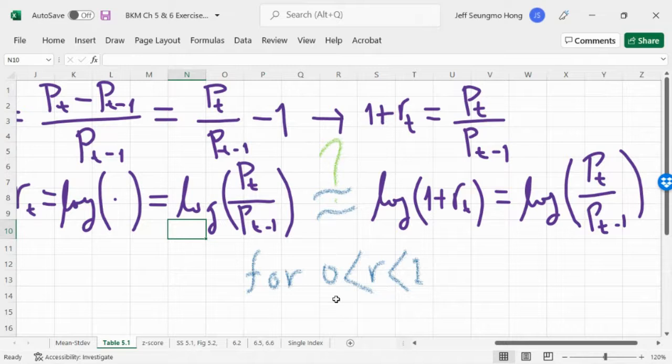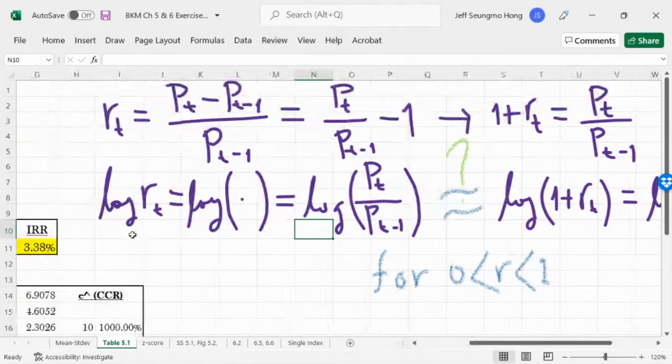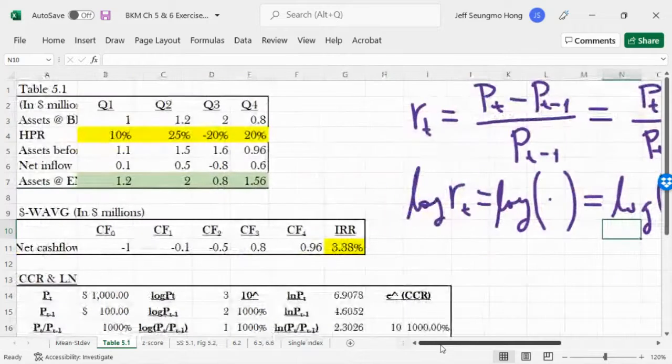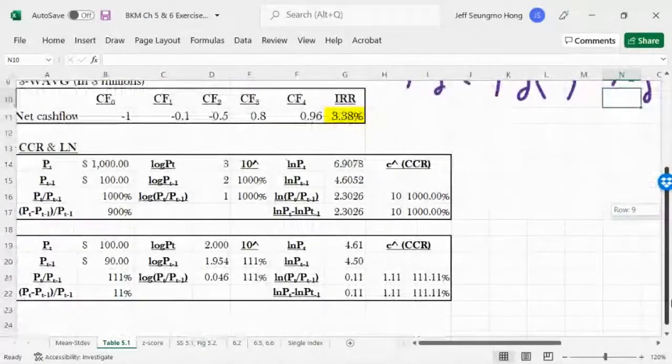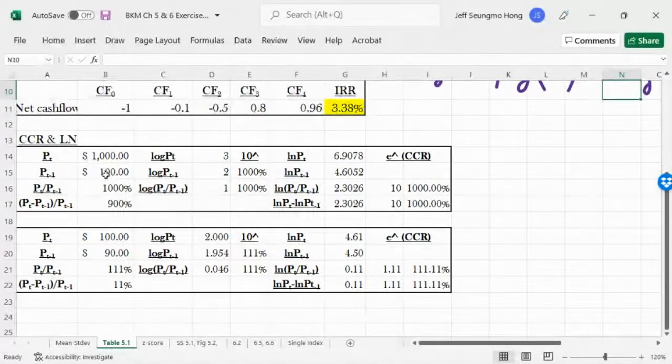But for those small changes, small returns, the gross return and net return, when we take the log of that, there's no difference. Okay, and I'll show you why. For continuous compounding, the return in continuous time is simply log of Pt over Pt minus 1. Okay, so let's see why. That's what this exercise is for.